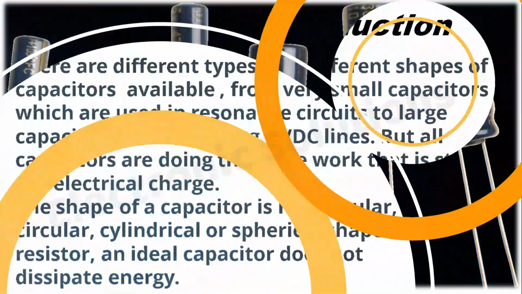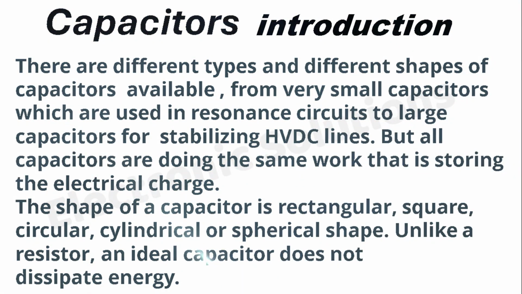There are different types and different shapes of capacitors available, from very small capacitors which are used in resonance circuits to large capacitors for stabilizing HVDC lines. But all capacitors are doing the same work, that is, storing electrical charge. The shape of a capacitor can be rectangular, square, circular, cylindrical, or spherical.